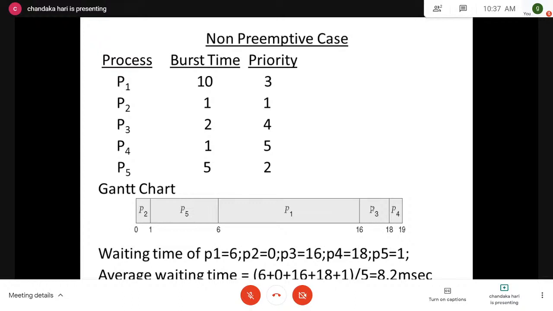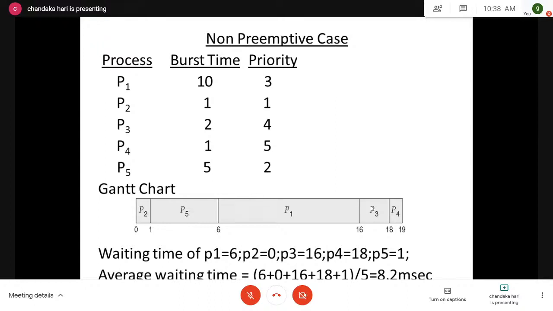Now, in order to execute process P1, it requires only 10 milliseconds, and the priority of this process is 3. In order to execute process P2, it requires only 1 millisecond, and the priority is 1. In order to execute process P3, it requires 2 milliseconds, and the priority is 4, and so on. Now the Gantt chart representation of the scheduling of these jobs: P2 has the highest priority, the next one is P5, then P1, and then P3, and so on.